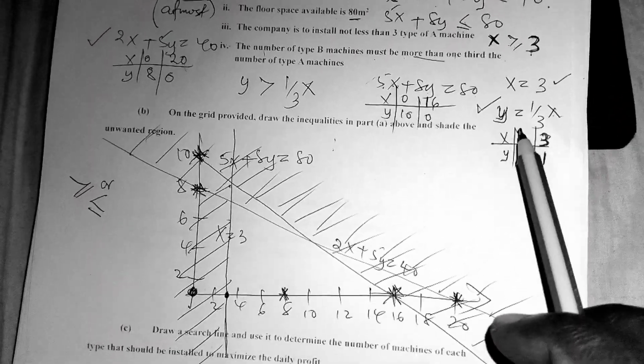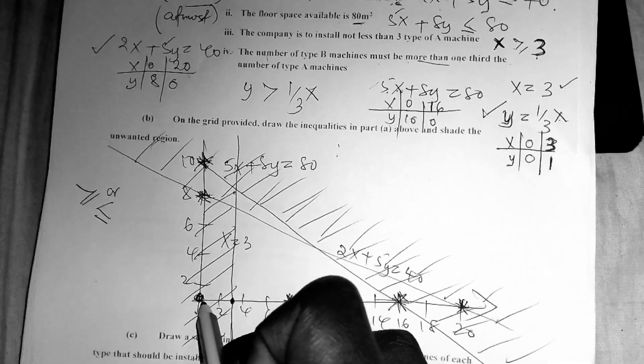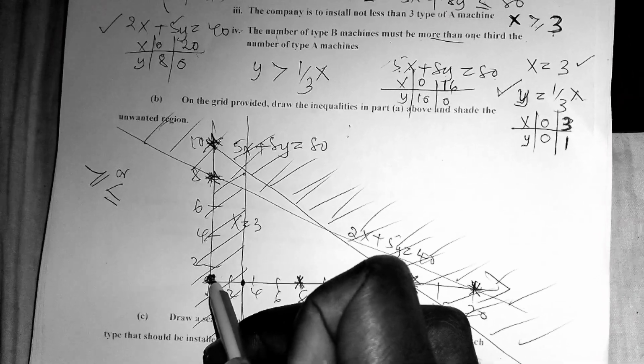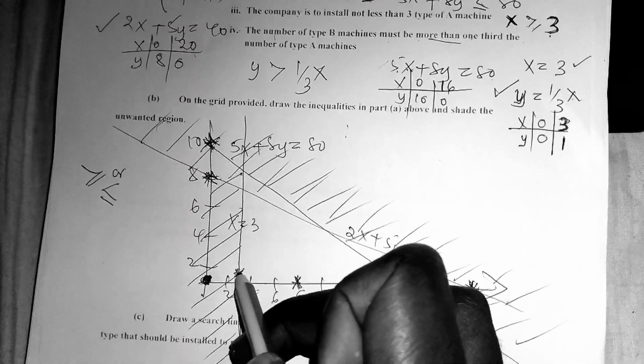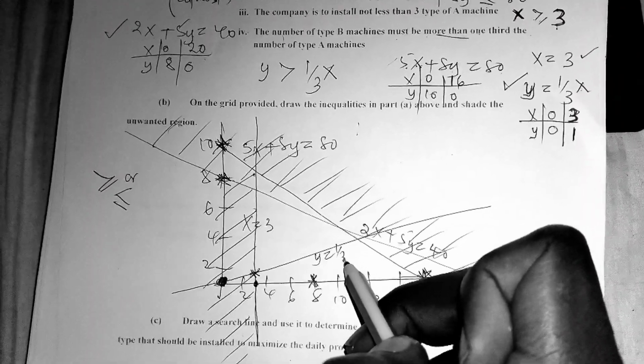Then you come to this other line, y is equal to a third x. So you have 0, 0 here. Then you have 3, 1 here. So you have y is equal to a third x.